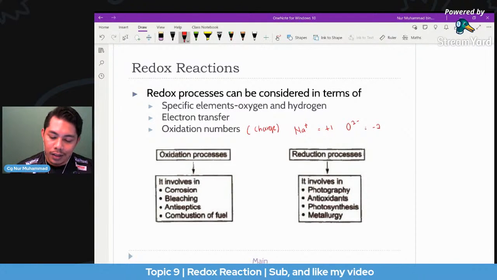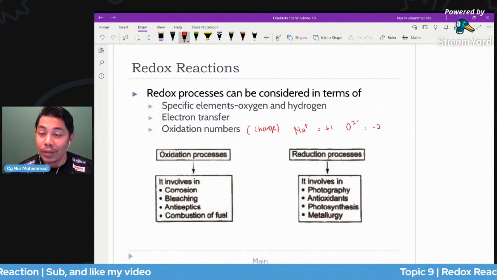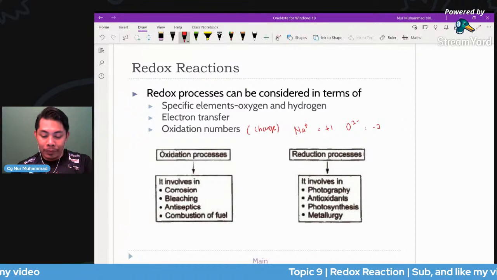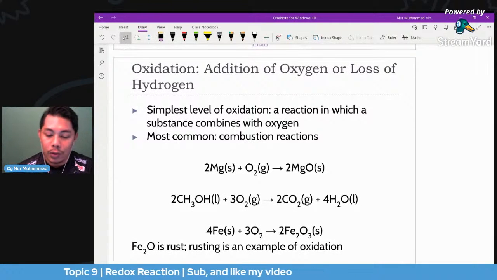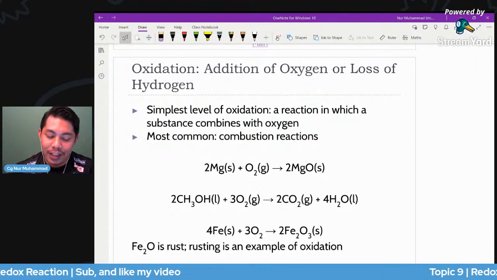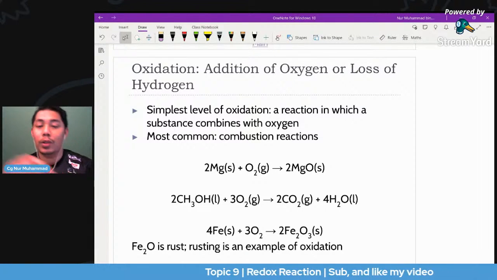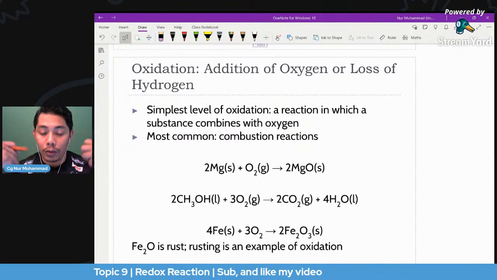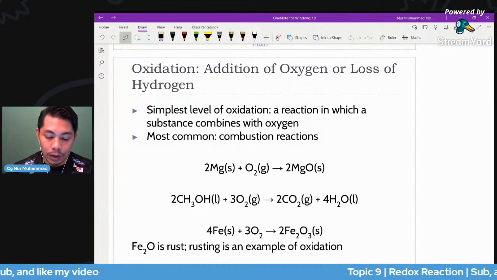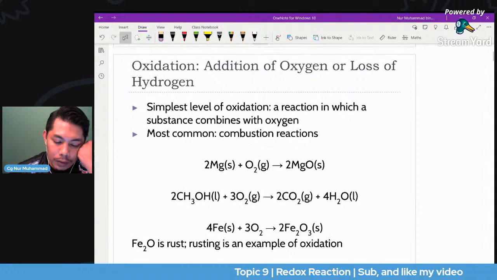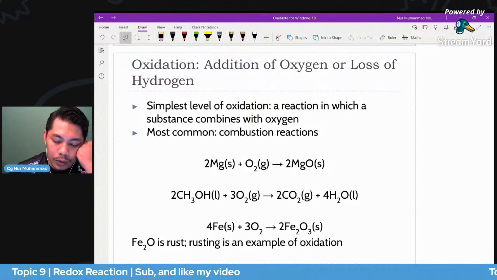So the details tu you have try search sendiri lah, apa benda fotografi proses dia apa kan. But the most important is kita nak cover what is oxidation and reduction reaction based on chemical equation. Maksudnya you are given chemical equation and how to identify this is oxidation or reduction or this is a redox reaction. Example, simplest level of oxidation, reaction in which a substance combined with oxygen.